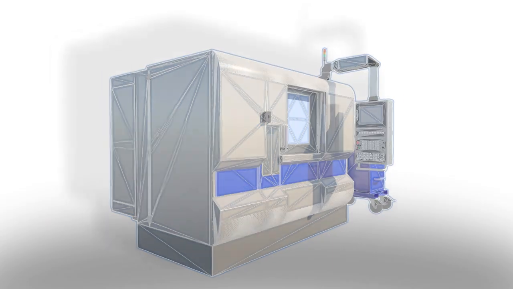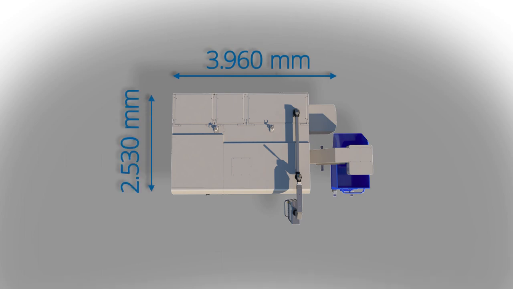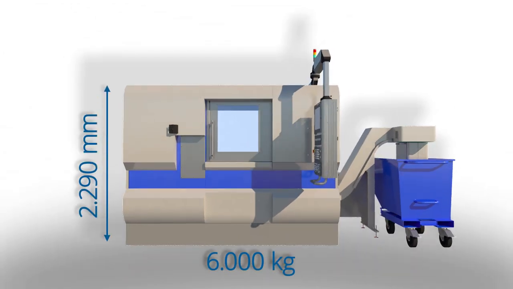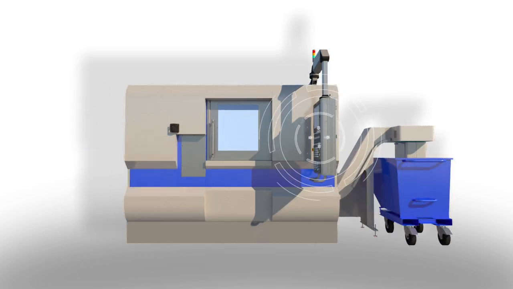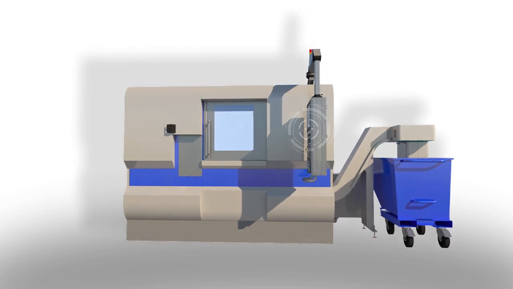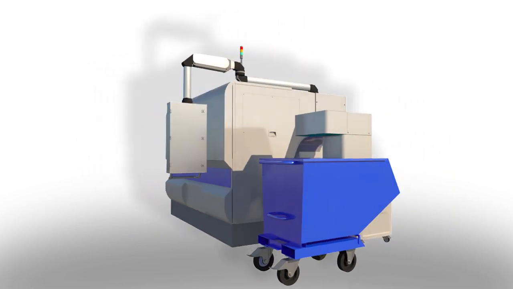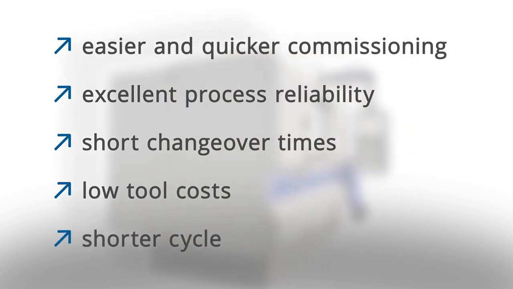With a footprint of just 3,960 by 2,530 millimeters, including cooling unit, and a total weight of 6,000 kilograms at a height of 2,290 millimeters, the new machine is extremely compact. The digital CNC control used for this is easy to operate and allows dialog-guided programming. In combination with the dynamic drives of the machine, this leads to simple and fast commissioning, high process reliability, short changeover times, low tool costs, and short cycle times.